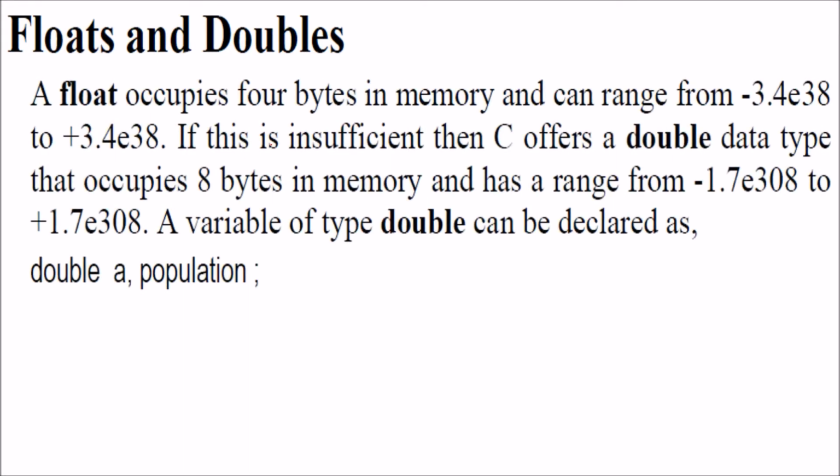Floats and doubles. Float occupies 4 bytes. 4 bytes means 4 into 8, as one byte contains 8 bits, so there will be 32 bits. So 2 to the power 32 is the range. You can divide it into 2 parts, because float and double also take negative values. So the range is this.